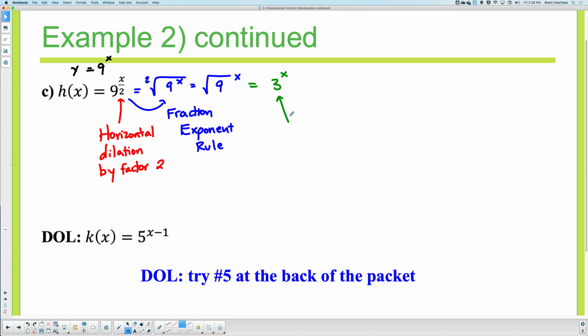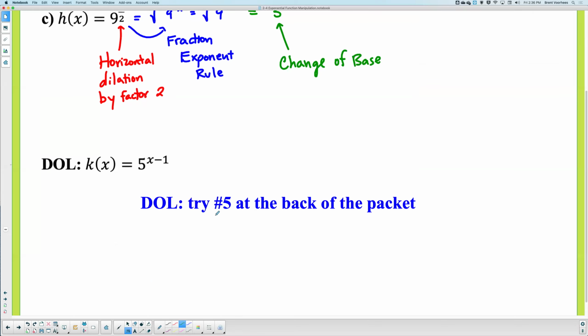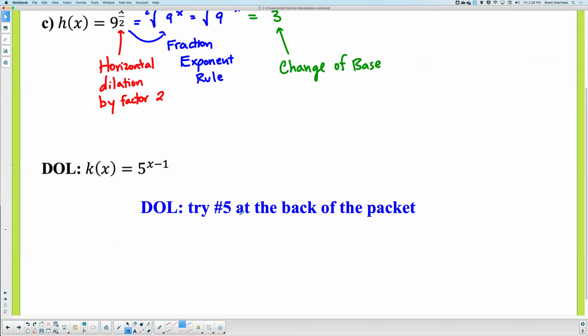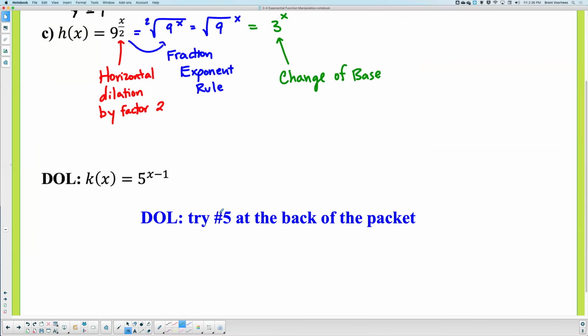To finish this off, this did not fall under, so we're not going to talk about vertical here. What happened then? Change of base. You got it. Change of base. What was the original base? 9. What did it become? 3. We manipulated the equation. That's why this lesson 2.4 is called exponential function manipulation. We are manipulating ours. All right. How about you go to the back of the packet, try College Board number 5 problem here. Try number 5.